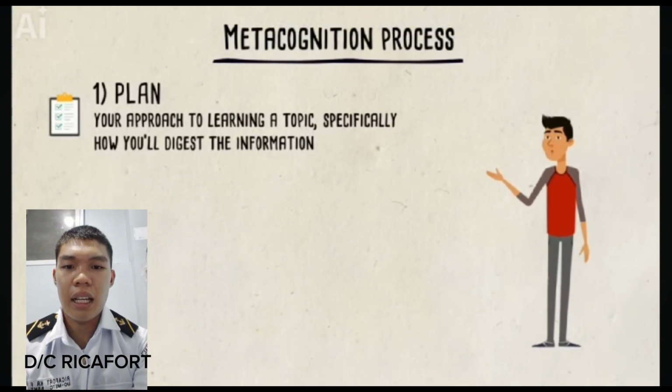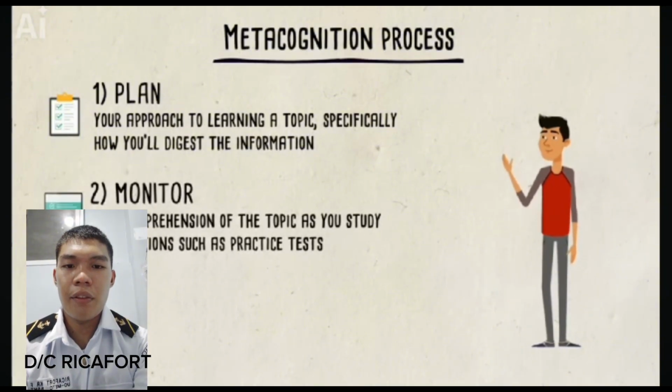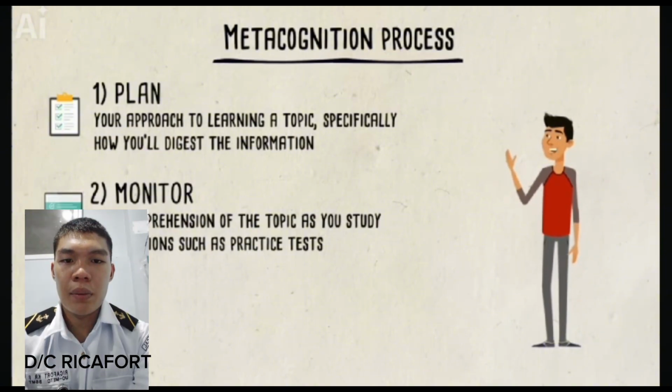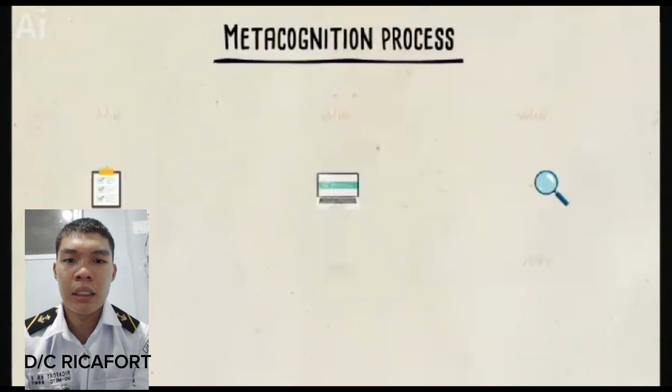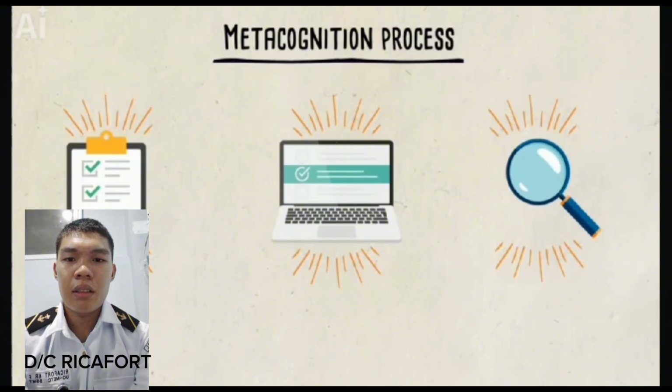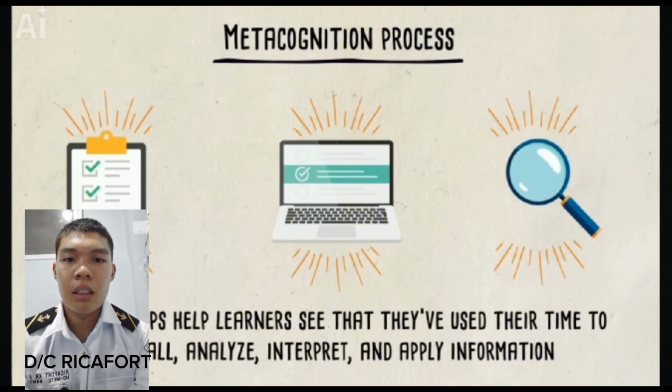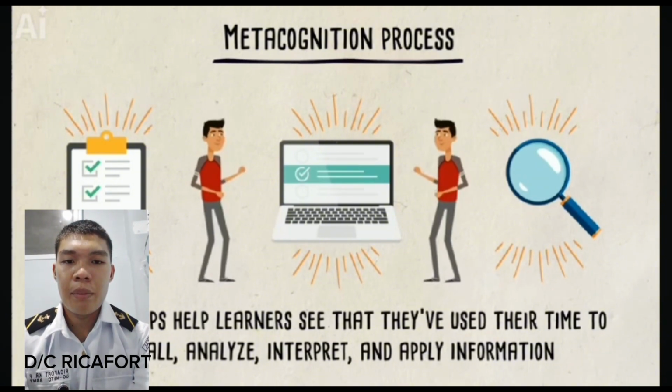First, plan your approach to learning a topic, especially how you will digest the information. Then monitor your comprehension of the topic as you study, with actions such as practice tests. Finally, evaluate the results of your learning when you're finished, and modify your approach. This may sound like extra steps, but they are actually essential parts. These steps help learners to see that they've used their time to recall, analyze, interpret, and apply information.